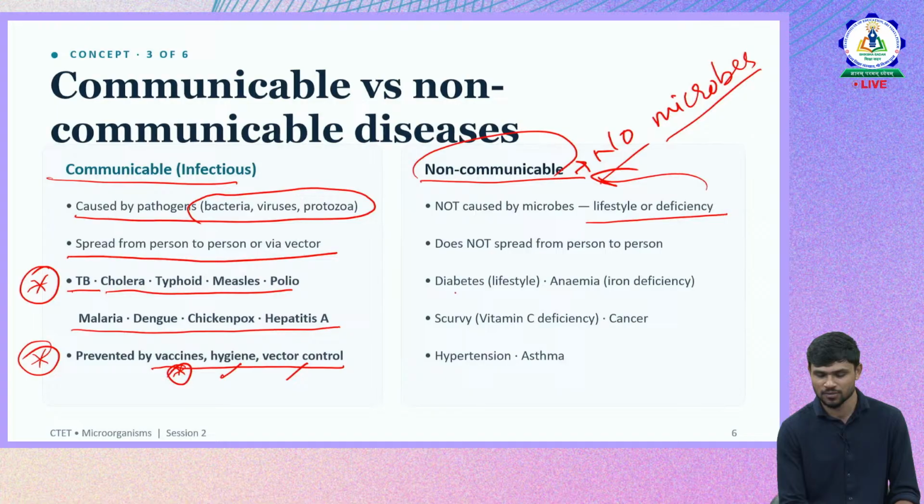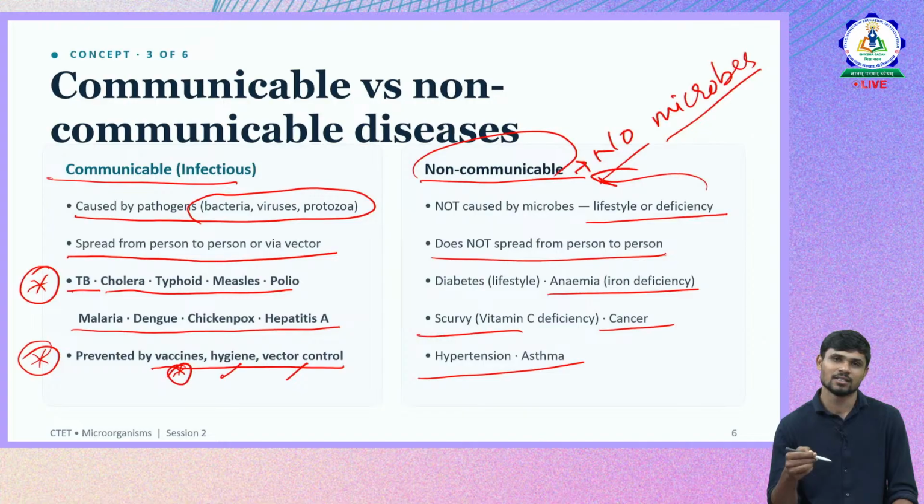So the examples for non-communicable diseases are anemia, scurvy, cancer, asthma. All these are examples, and they don't spread from person to person. It is because of an individual's disorder. There is no microbe which spreads from one person to another. It is merely the individual's own body which has a deficiency or excess of something, because of which the non-communicable disease comes to people.